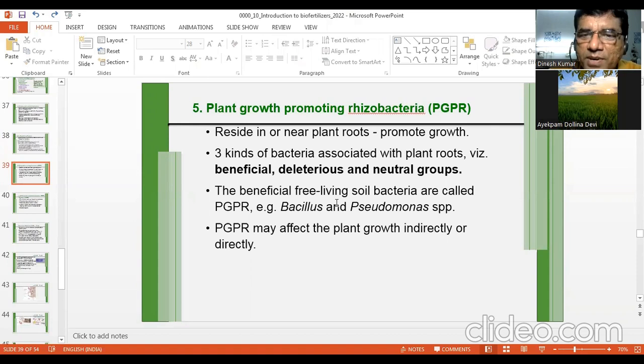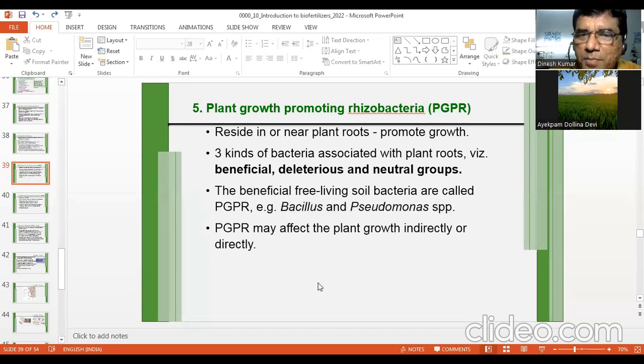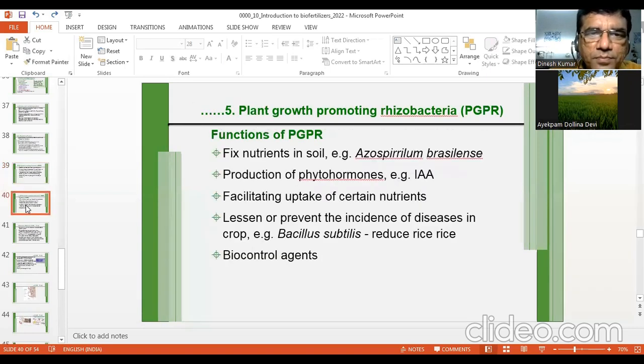So the beneficial free-living soil bacteria are called PGPR, the beneficial ones. Examples are Bacillus and Pseudomonas, and Rhizobium also you can include. PGPR may affect the plant growth indirectly or directly. So they play a variety of roles.